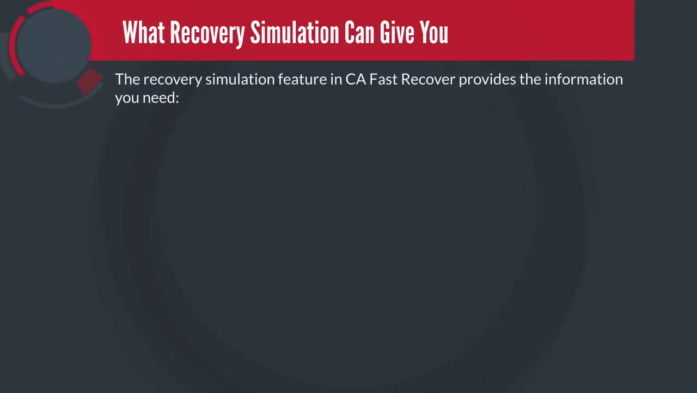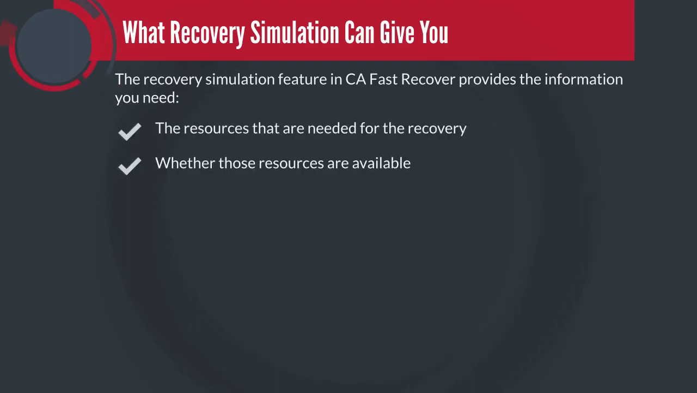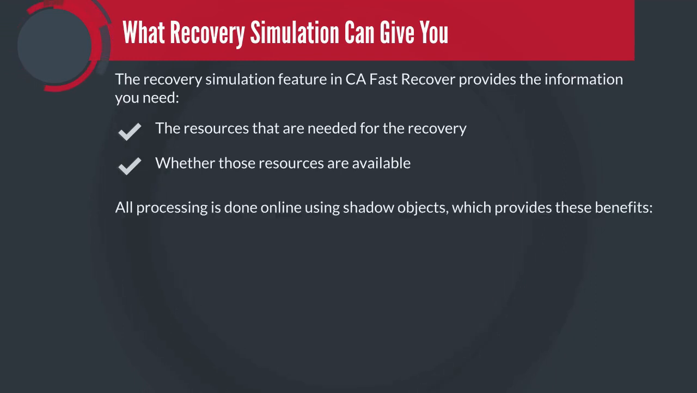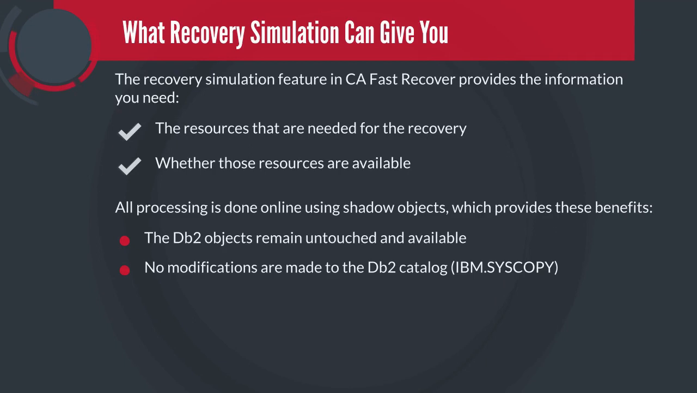CA Fast Recover can provide this information with its recovery simulation feature. The simulation tells you what image copies and logs are needed and whether those resources are available. The simulation obtains this information by performing an actual recovery to shadow objects. The use of shadow objects means that the original objects are not touched. They remain available during the simulation. The DB2 catalog is not modified, and the status of the original objects remains untouched.